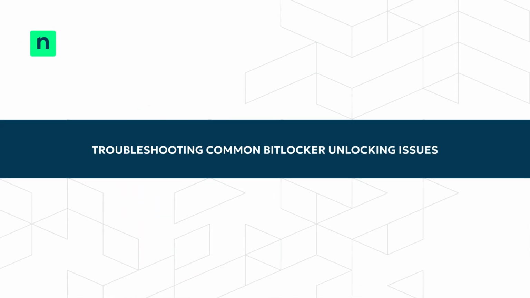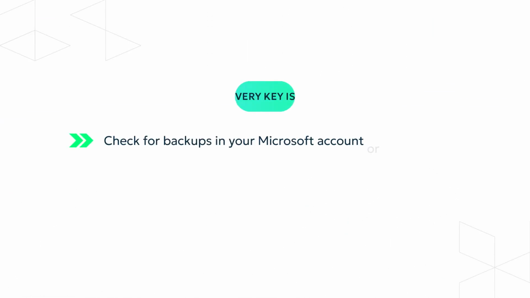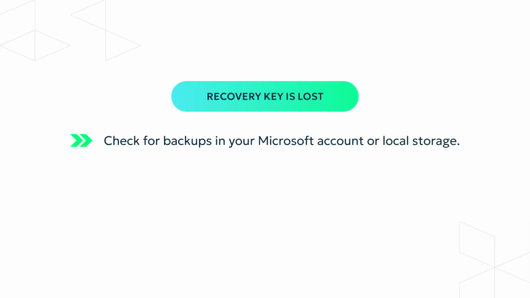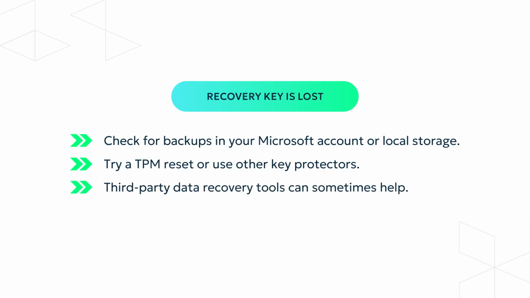Troubleshooting common BitLocker unlocking issues. Running into problems? If your recovery key is lost, first check for backups in your Microsoft account or local storage. You might also try a TPM reset or use other key protectors. For persistent issues, third-party data recovery tools can sometimes help.